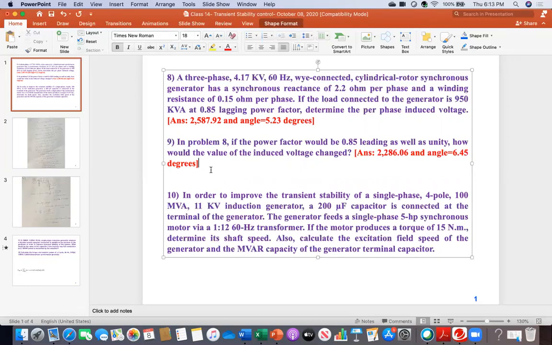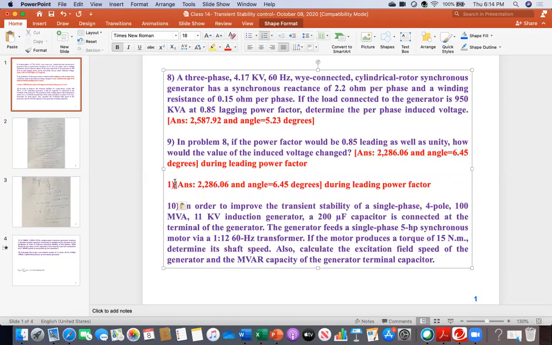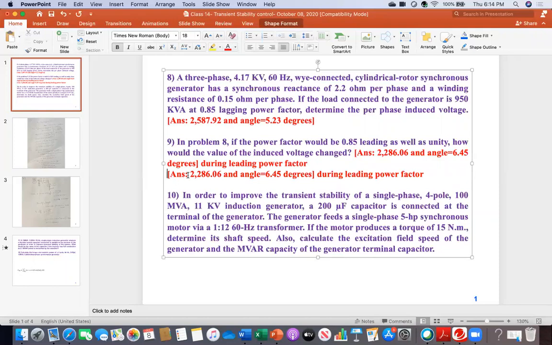So therefore this is during leading power factor. Very good. Let me copy and paste this one and write down the other answer here. Okay, so what was the voltage when it is unity power factor? 2444.58. Yes, absolutely you are right.